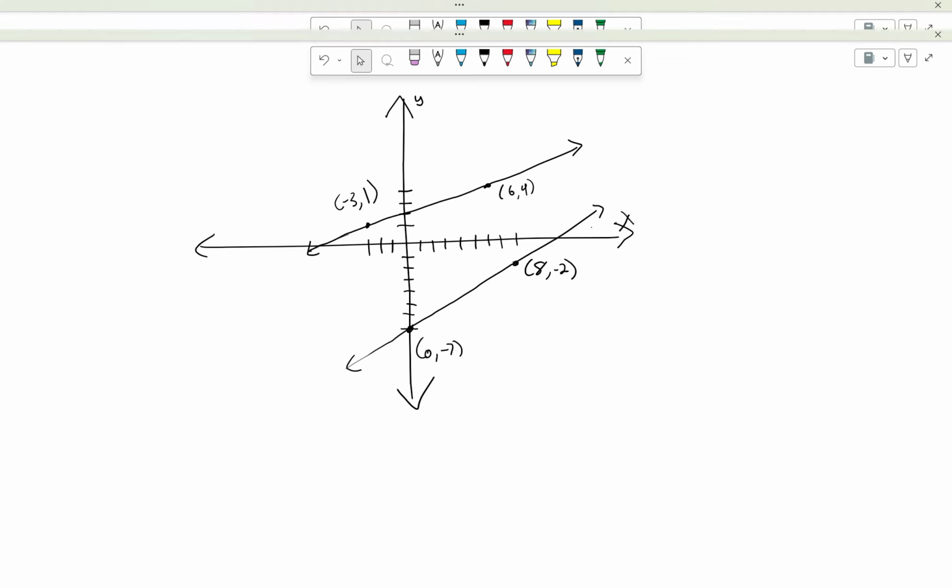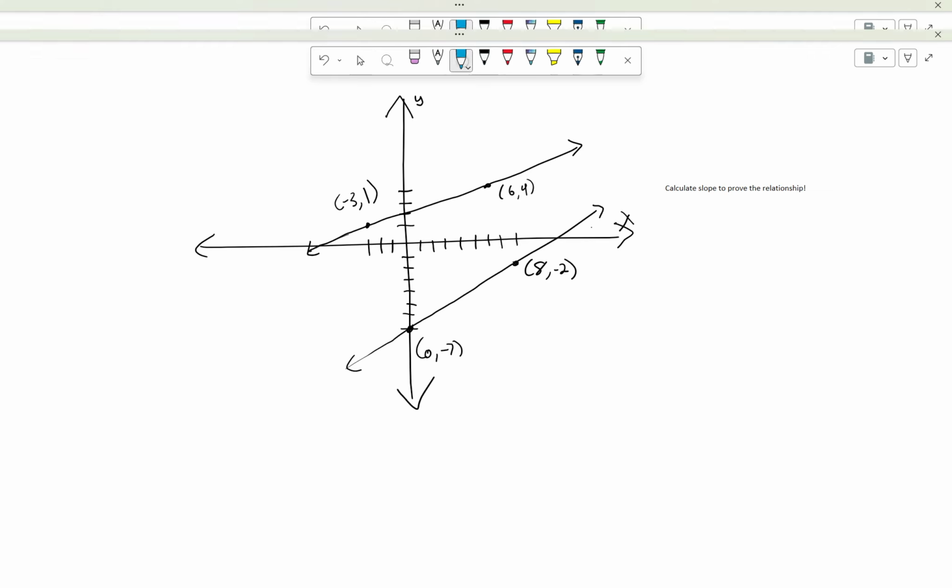Okay, so what's the relationship between these lines? Are these just two lines that are intersecting? Are these parallel lines? And if they are, then they have the same slope, or are they perpendicular? Now, we can't just go upon a visual and say, oh, they don't look to be parallel or perpendicular. To deductively prove this, it means that we need to calculate slope. Okay, so let's go ahead and do that.